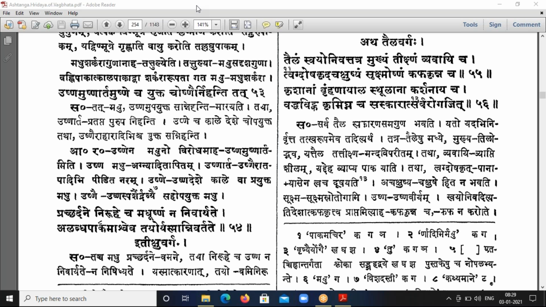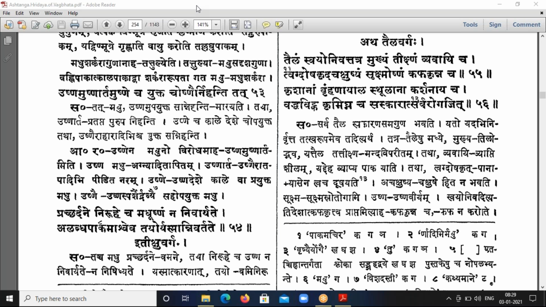This is about the Tailam. The first statement is a very general one. Tailam, all tailas, swayonivat, are according to the source. So these tailas are extracted from the taila phalam. So the source decides the quality of the tailam. This is a general statement.